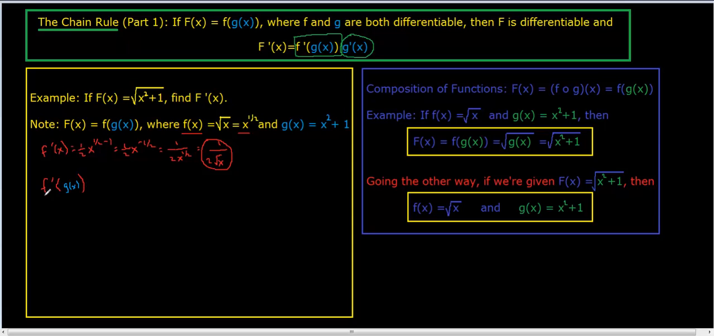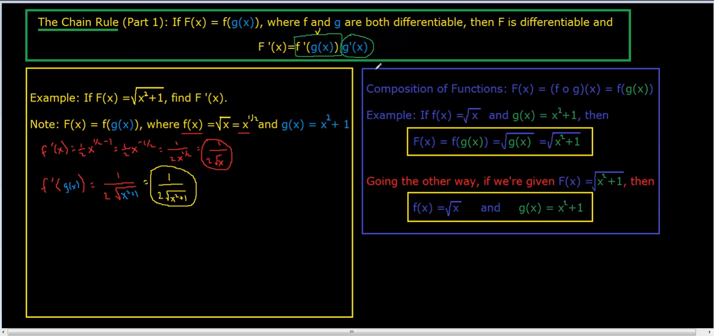We're going to use the formula for f prime. The formula for f prime is 1 over 2 times the square root. But instead of x, we're putting in g of x. And g of x is x squared plus 1. So that equals 1 over 2 times the square root of x squared plus 1. That's the first part. That's the f prime of g of x. So we're done with that.